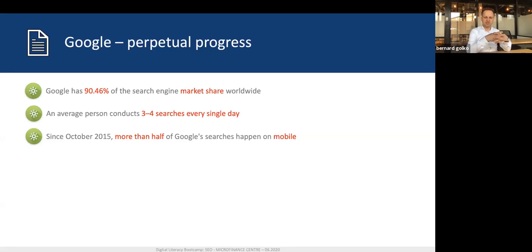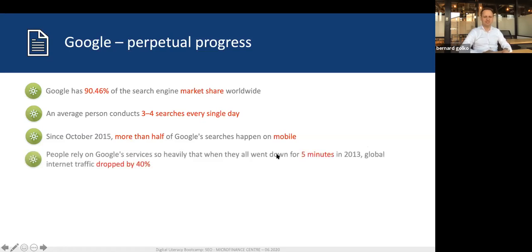Guys, it's also important that the world changed dramatically during the last 10 years, and especially in the countries from Eastern Europe, the countries that you represent, it jumped over the big screens directly to the smartphones. And right now, even in Western civilization, over half of the searches are being done on mobile. This makes certain implications we will discuss later on.